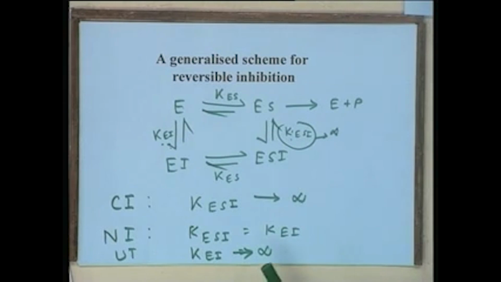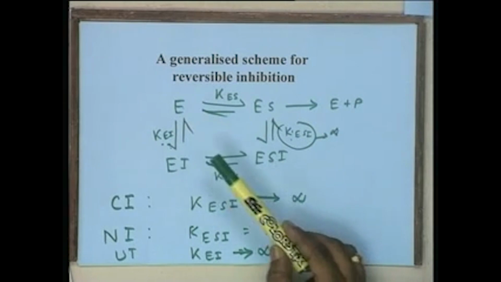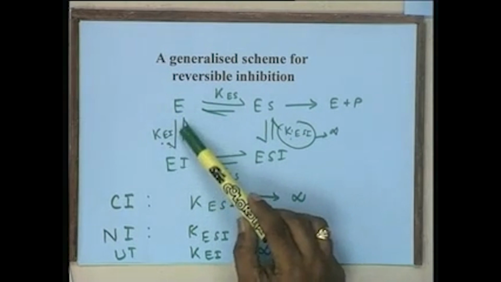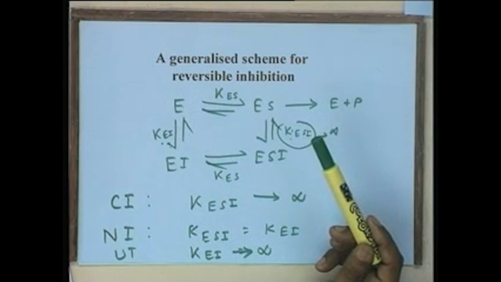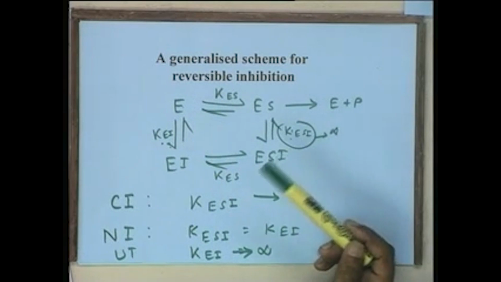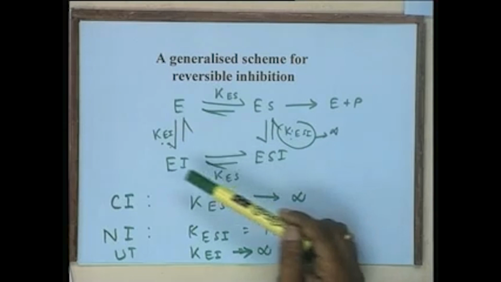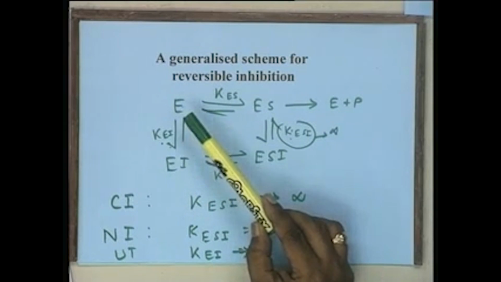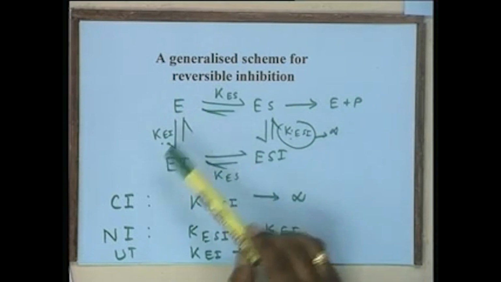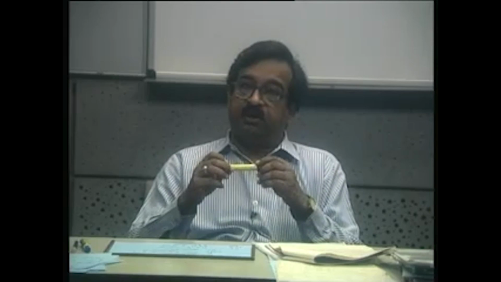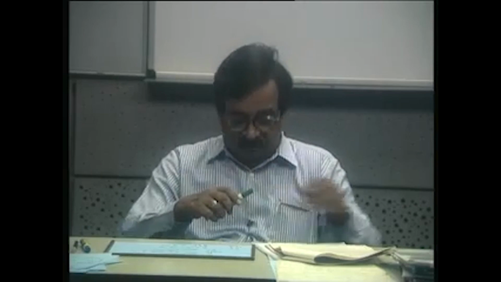In the case of uncompetitive inhibition, the binding of inhibitor to the free enzyme, the corresponding dissociation constant again approaches infinity. That means the binding to free enzyme is not feasible. Now, with that view, I think we would like to look at the bisubstrate reactions subsequently, and we will stop at this point.